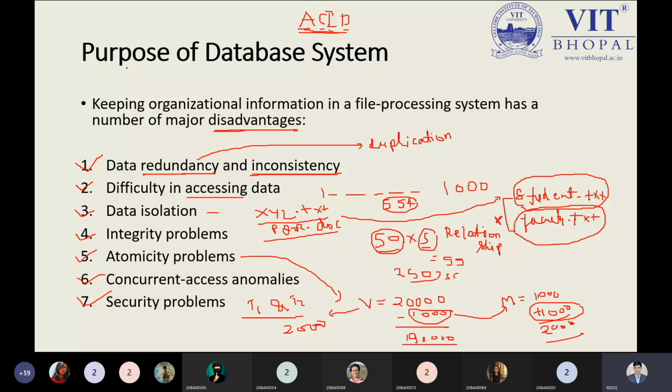In any organization, the file processing system is applicable, but it also has many disadvantages. Seeing the various disadvantages, we have to understand what the advantages are, or what the purpose is of using the database system in any organization. It doesn't matter whether it is an industry organization or an education environment. We have to understand what the purpose of the database system is.